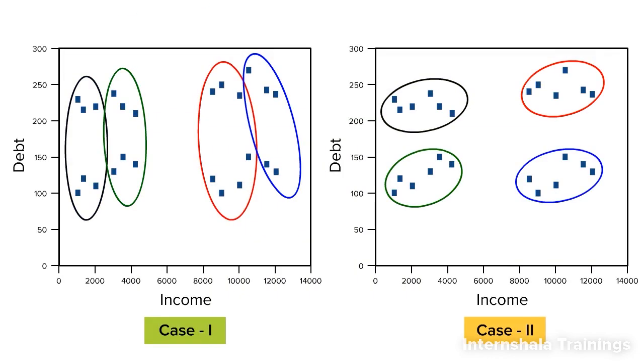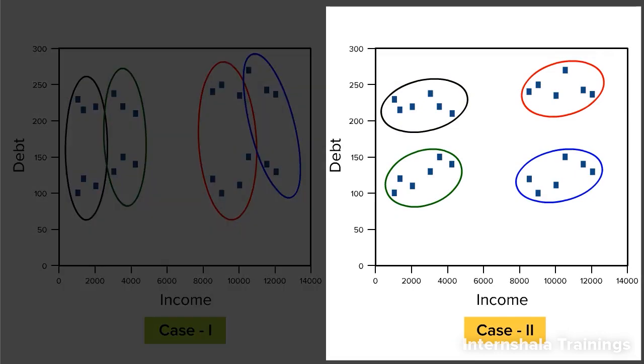In the previous video, we compared these two cases. We concluded that case 2 makes more sense and hence the clusters in case 2 are better and more meaningful as compared to the clusters in case 1. Here, we used only two features, that is depth and income. Hence it was easy for us to visualize and decide which of these clusters are better.